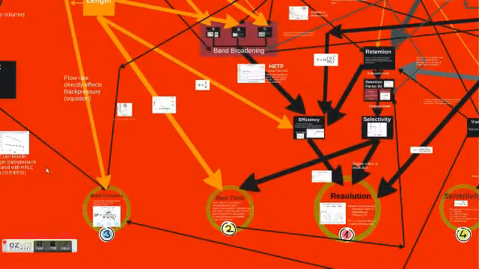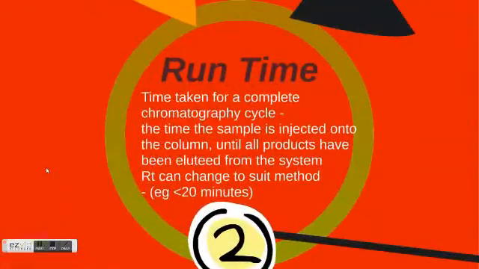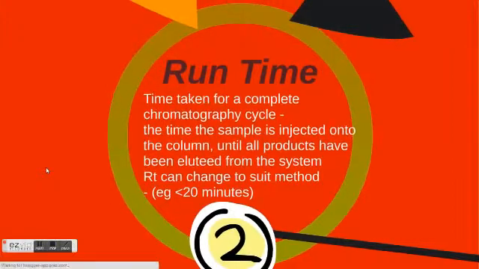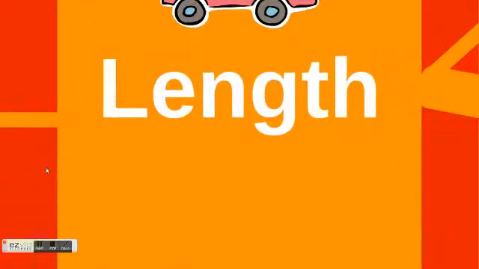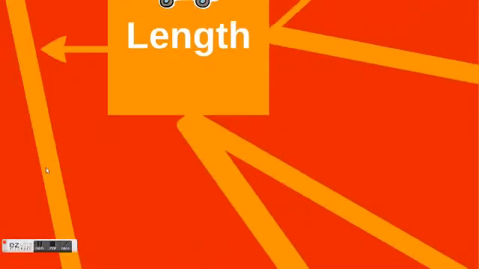We are now going to have a look at some factors that affect runtime. Runtime is the time taken for a complete chromatography cycle: the time the sample is injected onto the column until all products have been eluted from the system. There are two main factors that affect runtime. Length, so the longer the column, the further the compounds must travel to elute out.